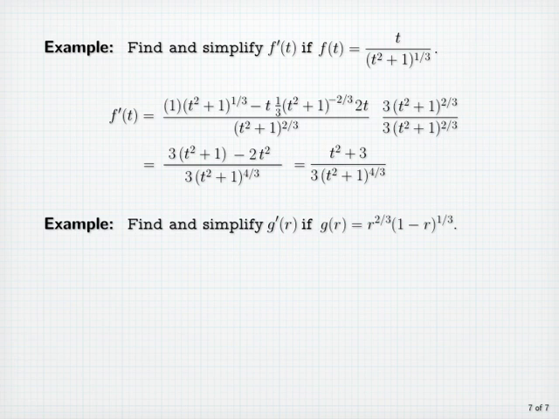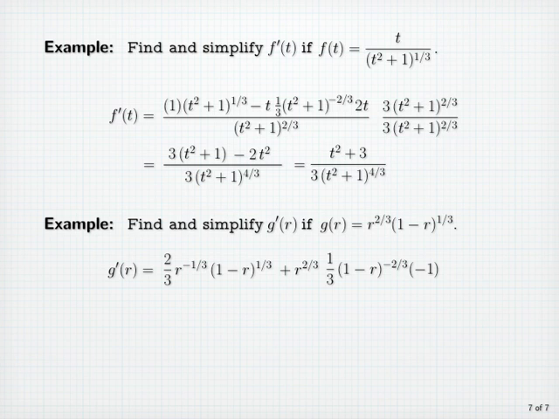Another example. Find and simplify g prime of r. G of r is r to the 2/3 power times (1 minus r to the 1/3 power). To compute this derivative, we'll first use the product rule. We take the derivative of r to the 2/3 power, which gives us 2/3 r to the minus 1/3 power, and multiply by (1 minus r to the 1/3 power), and then add r to the 2/3 times the derivative of 1 minus r to the 1/3, which is 1/3 of (1 minus r) to the minus 2/3 power, times the derivative of the inside function 1 minus r, which is minus 1.